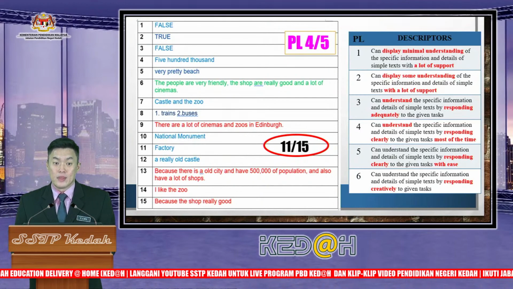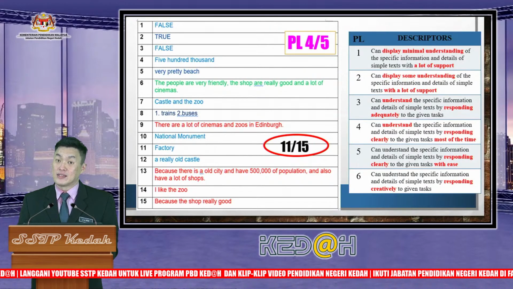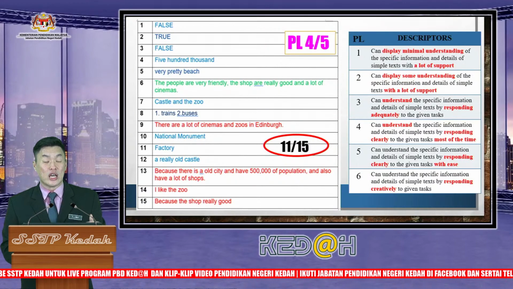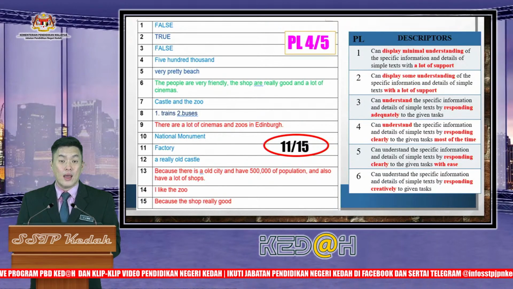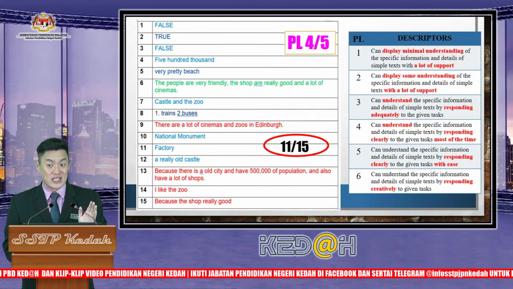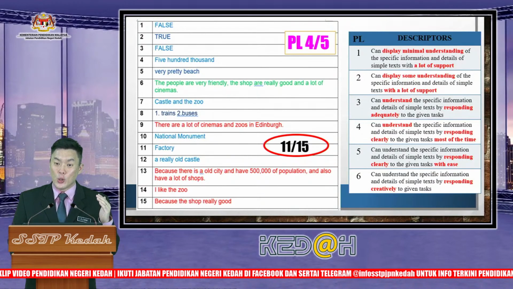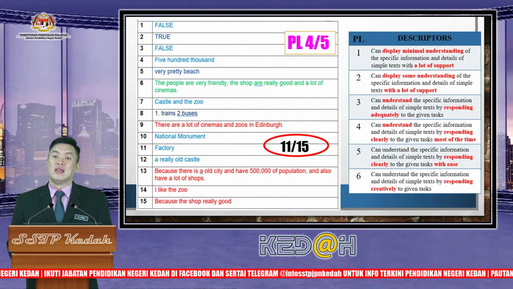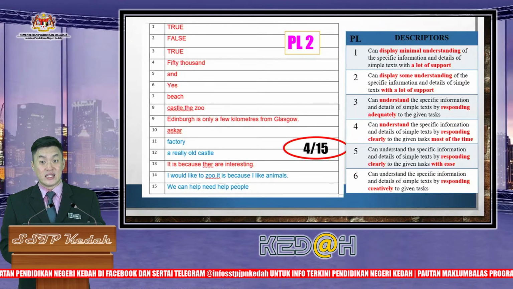From here, I can see that the pupil was able to understand the specific information and details of simple texts. However, the last few items, which are the open-ended items, he wasn't really able to do. Having said that, he can understand quite well. So for me, it's a PL4 or 5. It's only that he couldn't get a 6 because he was not able to respond creatively. All right, this is the third sample.